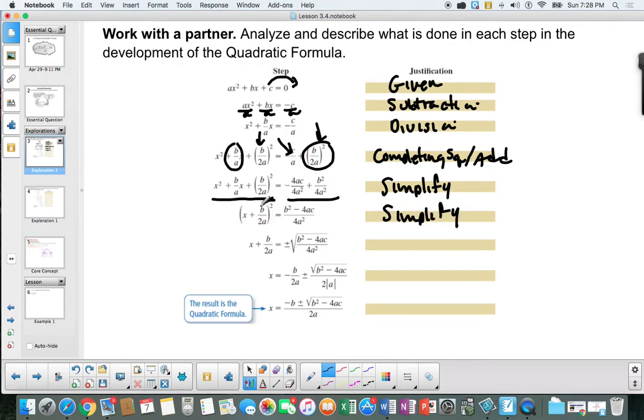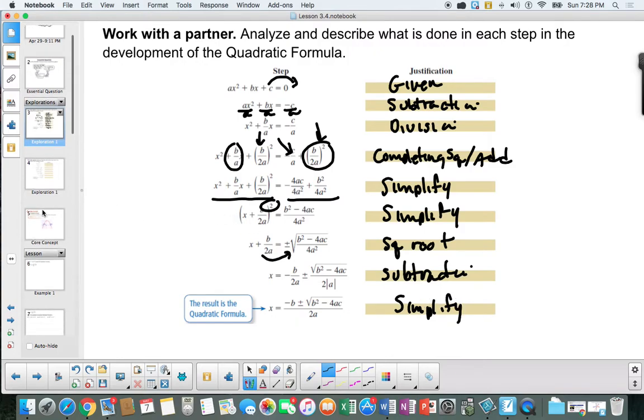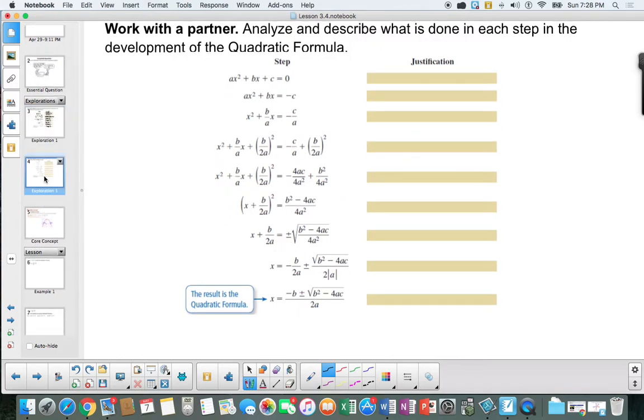All right, now to get rid of the square, we're going to take the square root of both sides. And then we're going to move this to the other side, which is going to require subtraction. At this time, we're going to simplify by making sure that it's all under the same denominator. And this is also a simplify step. On this next screen, see if you can give me the reasons. Stop the screencast.